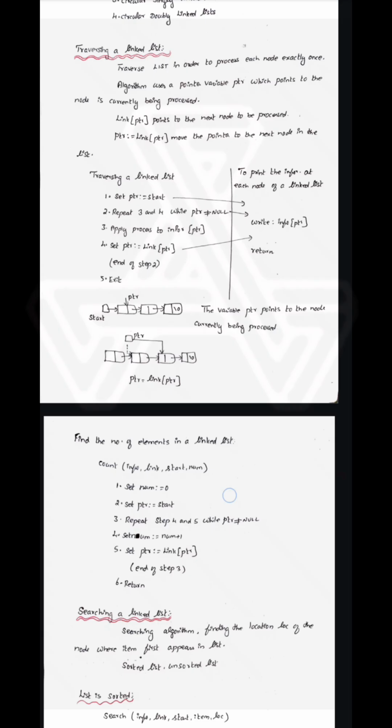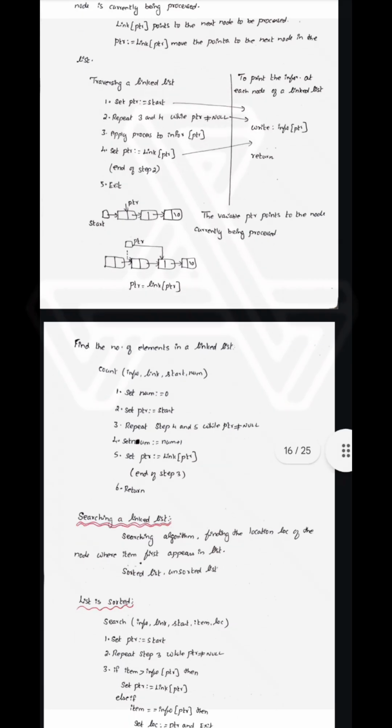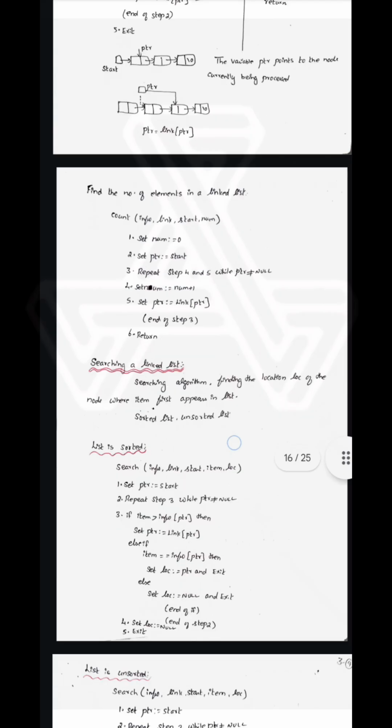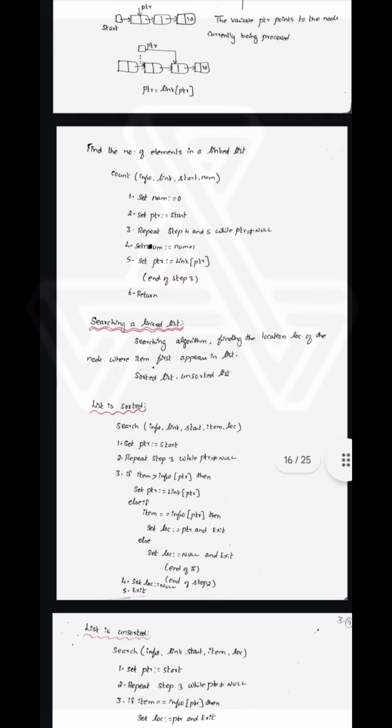For example, to print the information of the list, the variable PTR points to the current node, then it goes to PTR equals link of PTR. Find the number of elements in the linked list: Count(info, link, start, num). Set num equals 0. Then PTR equals start. Repeat steps 4 and 5 while PTR is not equal to null. Set num equals num plus 1. Set PTR equals link of PTR. Then end of step 3.